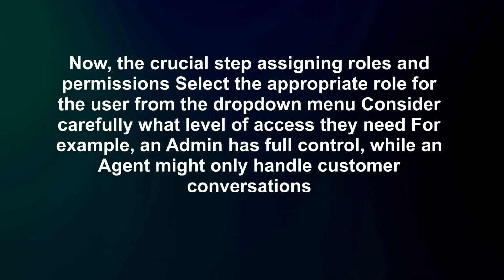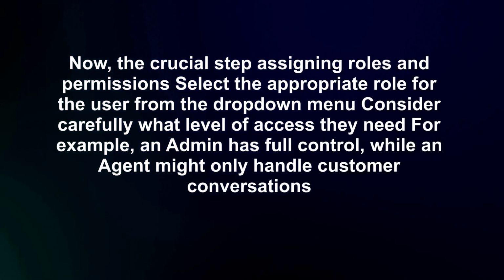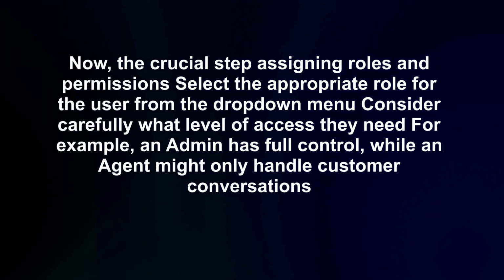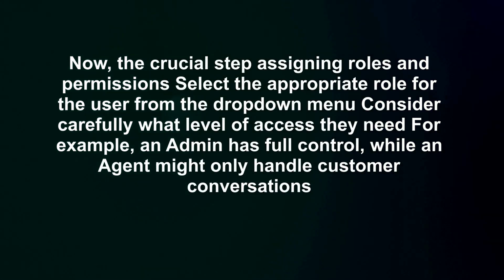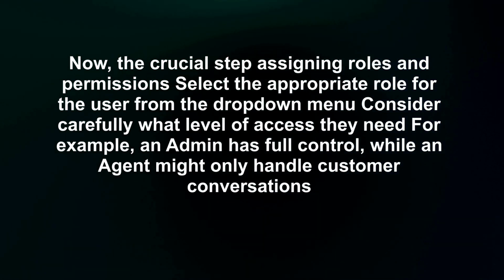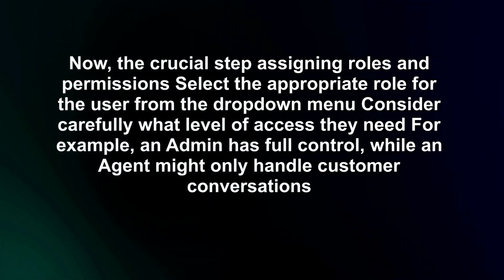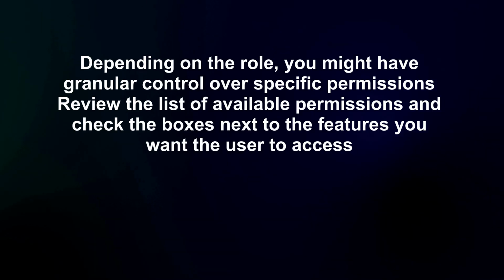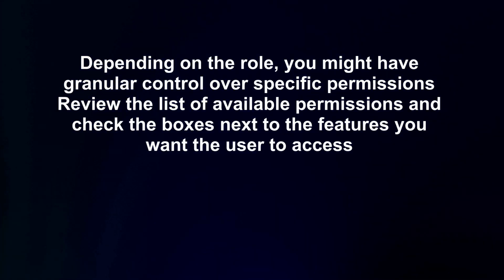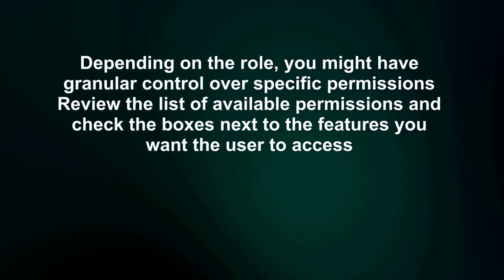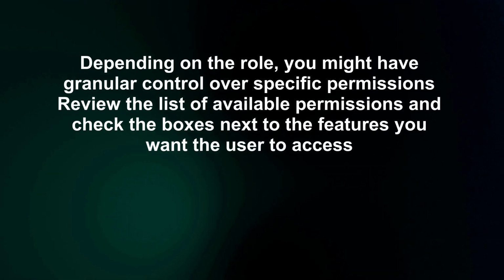Now, the crucial step: assigning roles and permissions. Select the appropriate role for the user from the drop-down menu. Consider carefully what level of access they need. For example, an admin has full control, while an agent might only handle customer conversations. Depending on the role, you might have granular control over specific permissions. Review the list of available permissions and check the boxes next to the features you want the user to access.